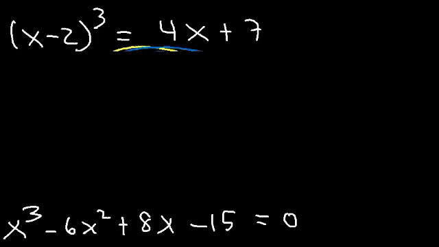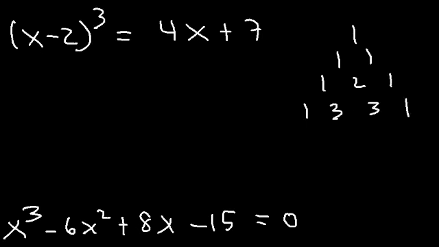By the way, I'm just going to show you how to quickly use the binomial theorem, just in case you need to use it. So here's Pascal's triangle. 1, 1, 1. 1 plus 1 is 2. 1 plus 2 is 3. 1 plus 3 is 4. 3 plus 3 is 6. Hopefully you see a pattern by now.